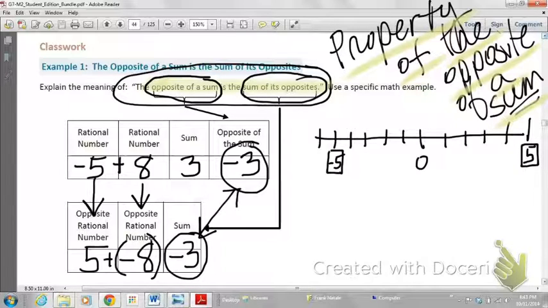So the opposite of a sum, that was this right here, that's negative 3, the opposite of 3, is the sum of the opposites. Those opposites come from up there, and that is the sum. So the opposite of a sum is the sum of the opposites. I don't want to say its opposites. That's just confusing to me. I think the opposites.